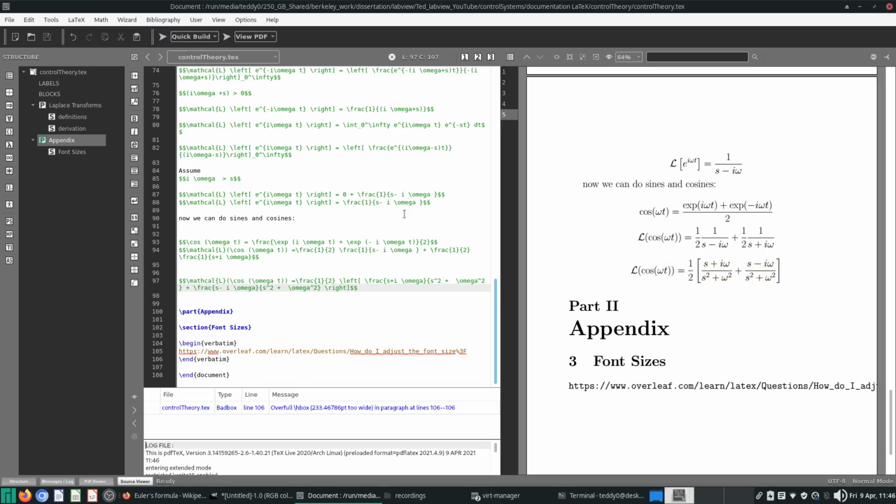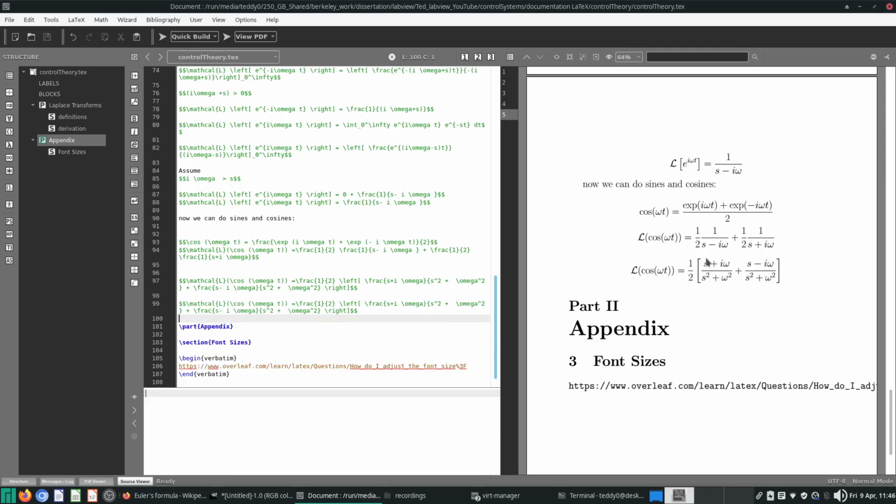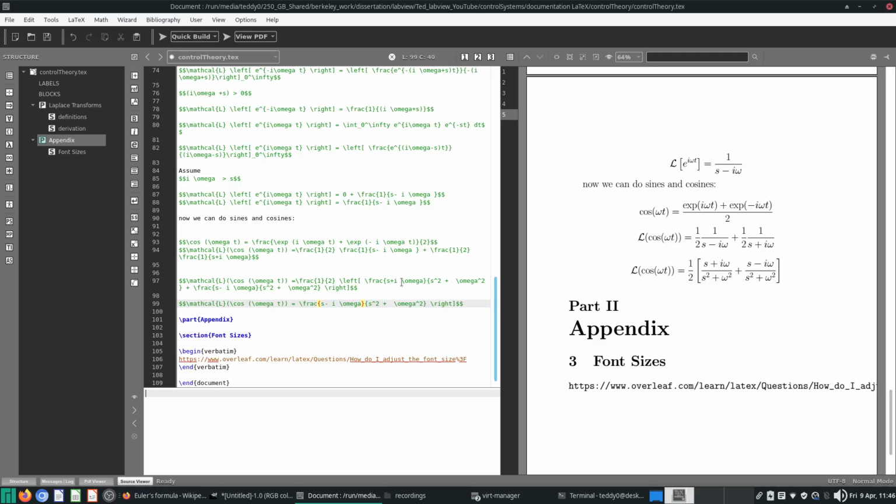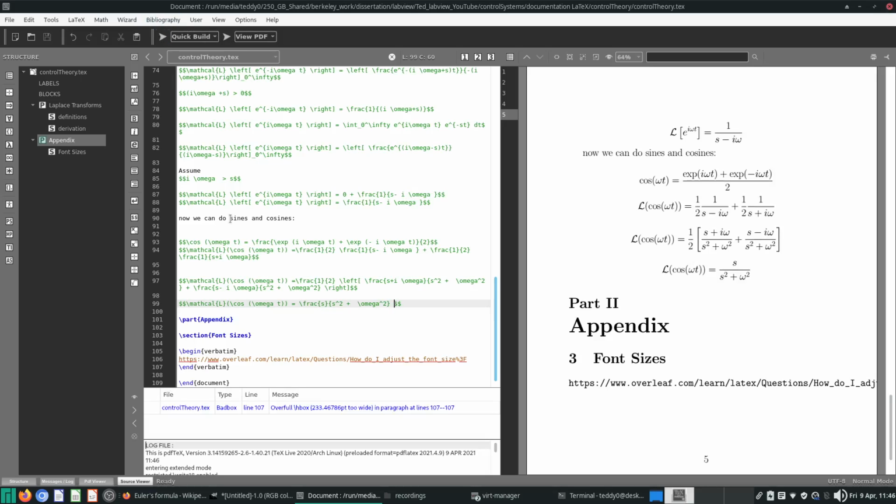Alright, so now we can just add them together. The i omegas will cancel out, and s plus s is just 2s. 2s divided by 2 is just s. So from here you can see very easily that this is just s over s squared plus omega squared. Now we have derived our cosines. We can just repeat the same thing for sines very easily.